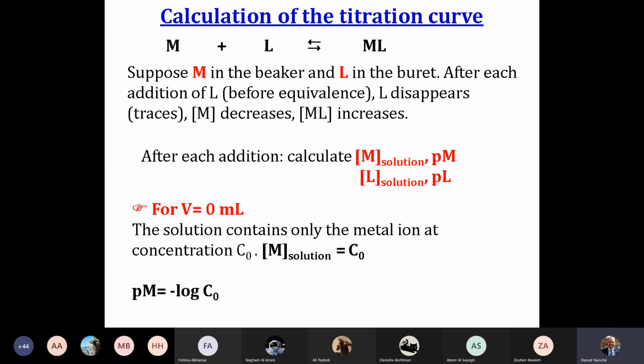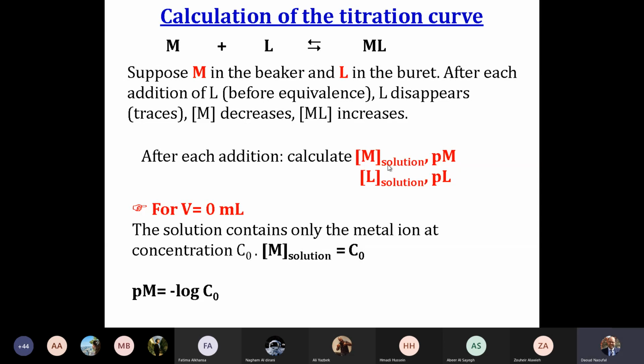So if we want to calculate the concentration of L before equivalence, L is found as traces. The concentration of M decreases and the concentration of ML increases. So after each addition, we have to calculate the M in the solution, the concentration of L in the solution, and the concentration of ML in the solution.